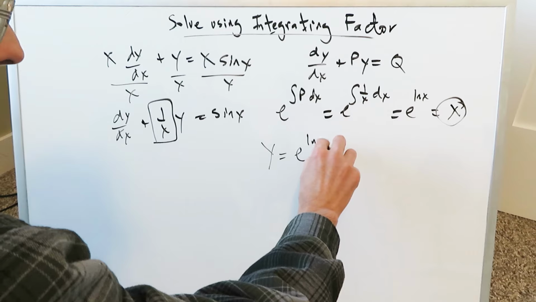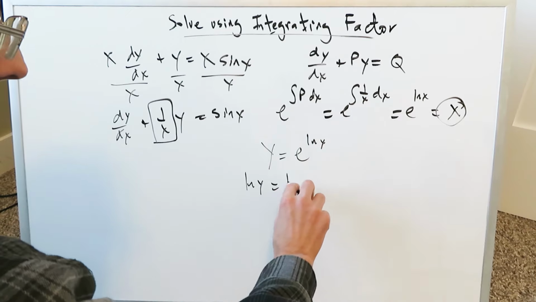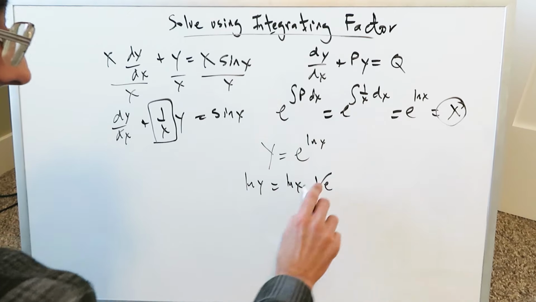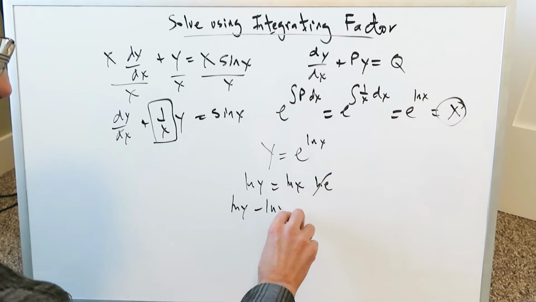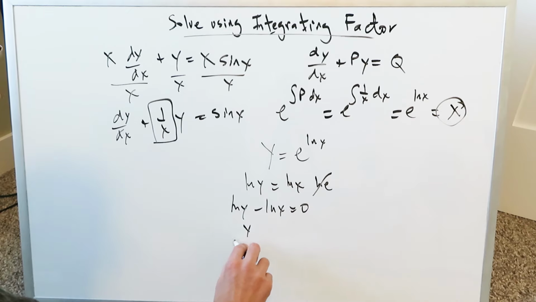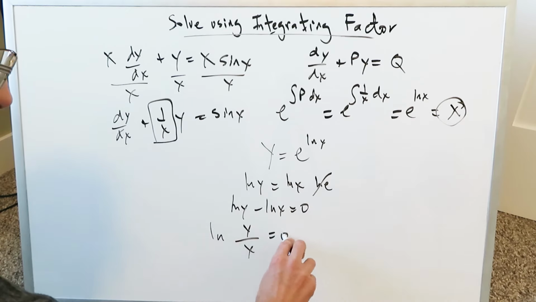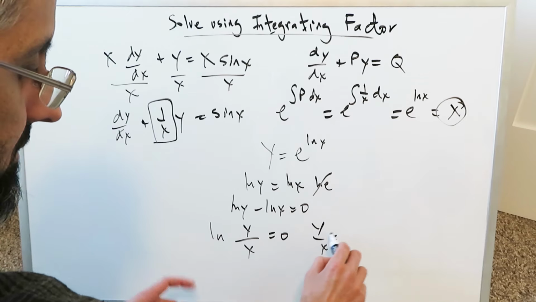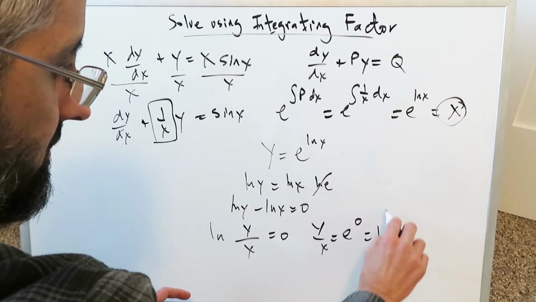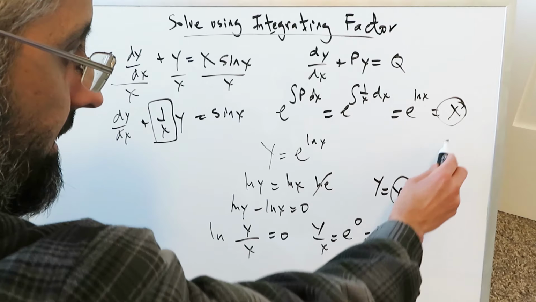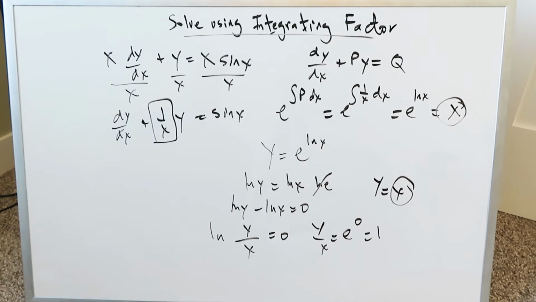y is equal to e to the ln x. ln y is equal to ln x times ln e. Then ln y minus ln x is equal to 0. You have y over x under a common log is equal to 0. y over x is equal to e to the 0, which is equal to 1, and then y is equal to x right here. And that's exactly why that is the case. The integration factor over here is just x.